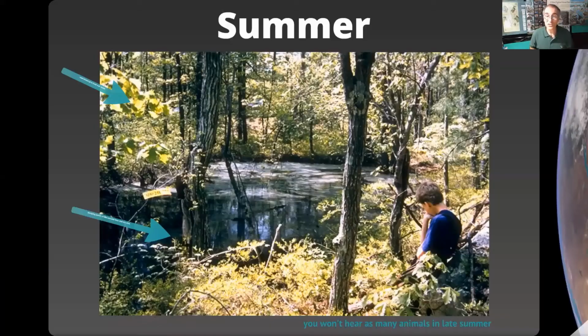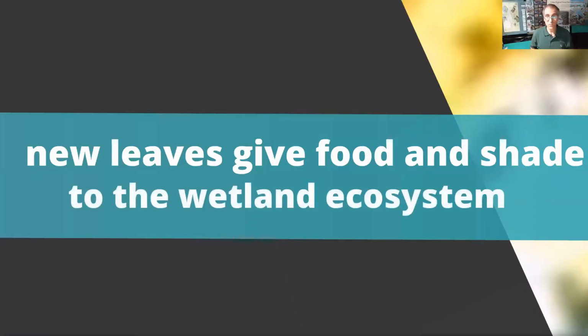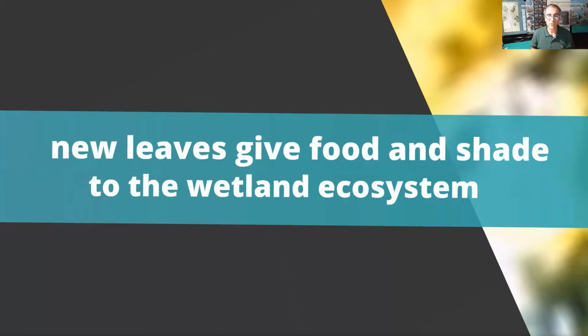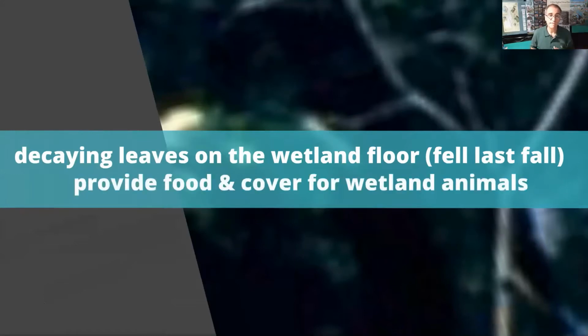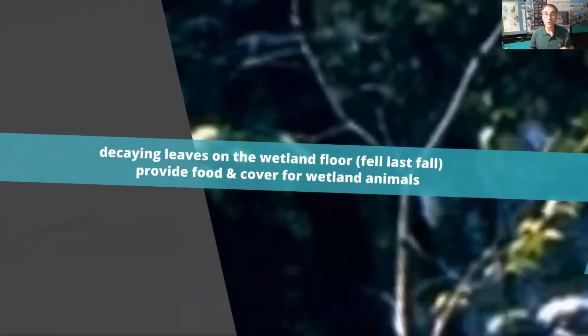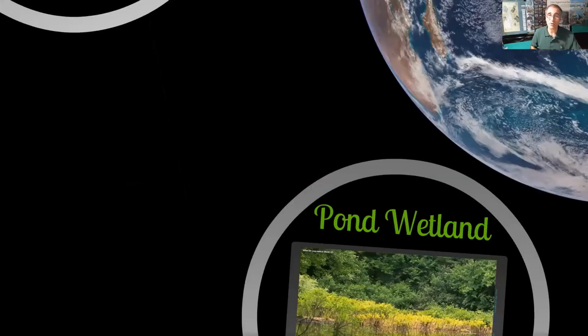Similar wetland in the summer. Leaves are leafed out, they pop through the buds, and the leaves now give shade to the wetland. And decaying leaves that fell from last year aren't there anymore because something's composting them. We'll look into that later. And those decaying leaves create a duff on the forest floor and a detritus sheet on the bottom of these wetlands. And you won't hear as many animals in the late summer, by the way.